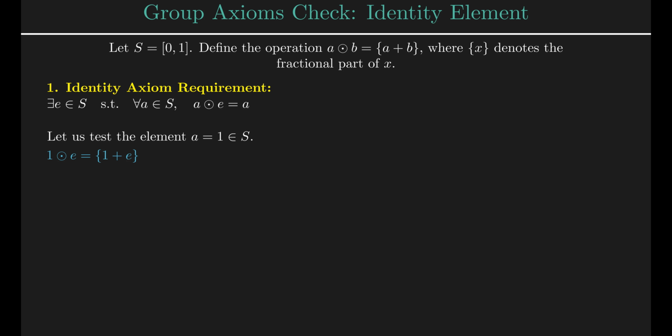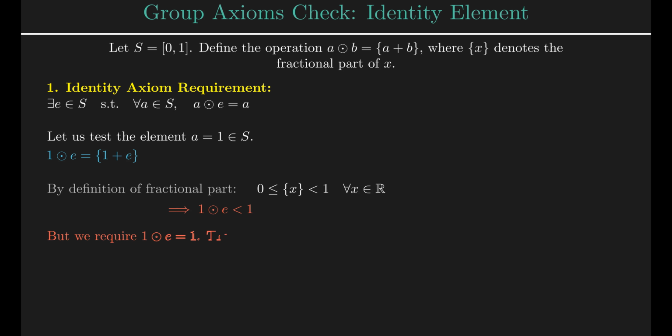If we apply our operation, 1 combined with E becomes the fractional part of 1 plus E. Here lies the problem. By strict definition, the fractional part of any real number x is always strictly less than 1. This implies that our result is strictly less than 1. But the identity axiom requires the result to return to the original value, which was exactly 1. This is a contradiction. Let's verify this visually.